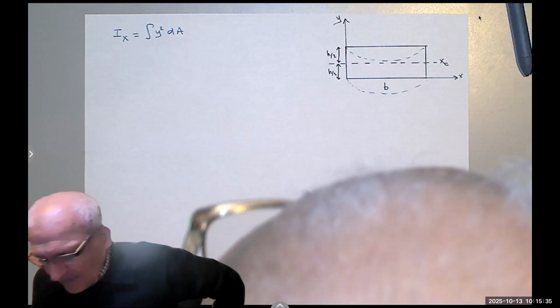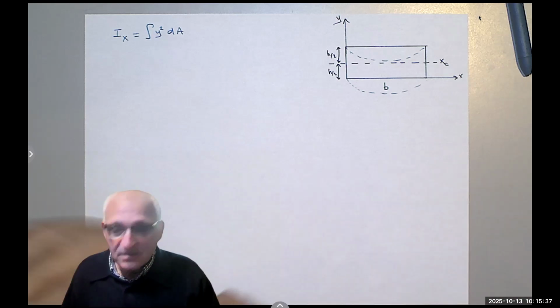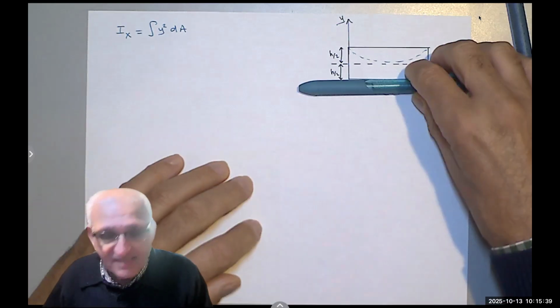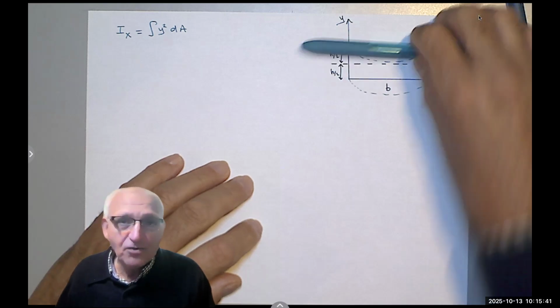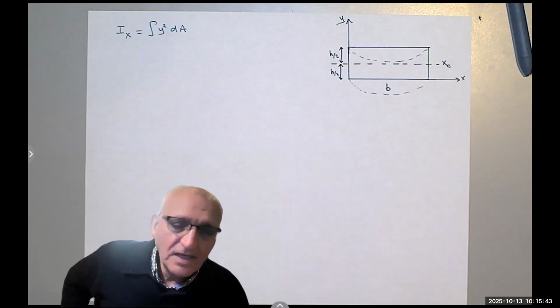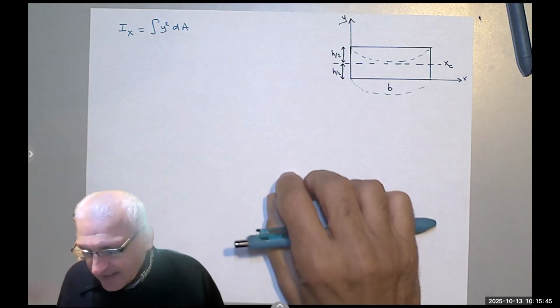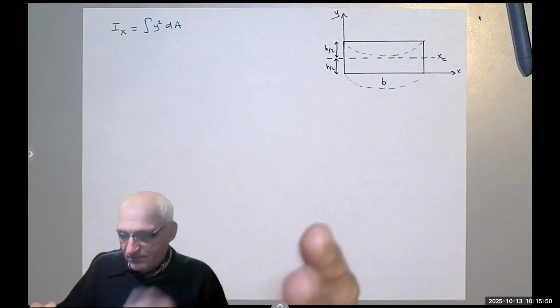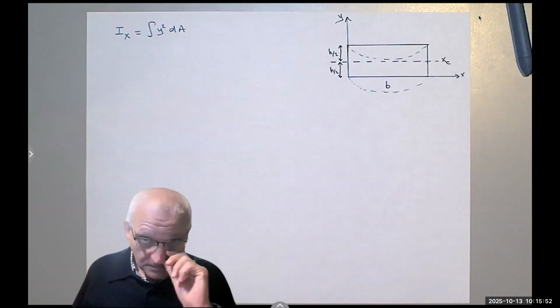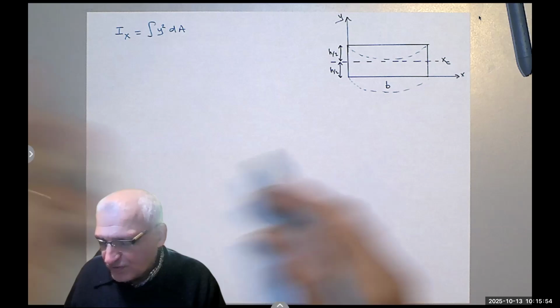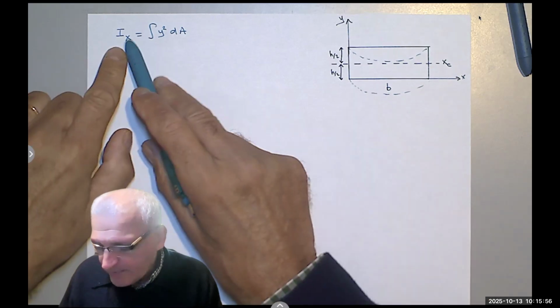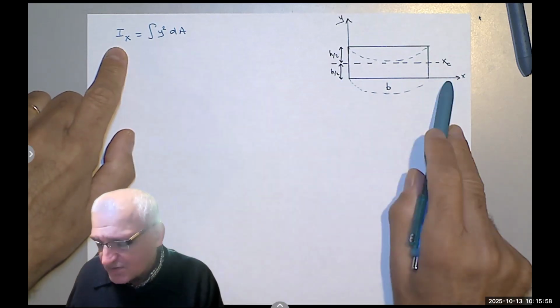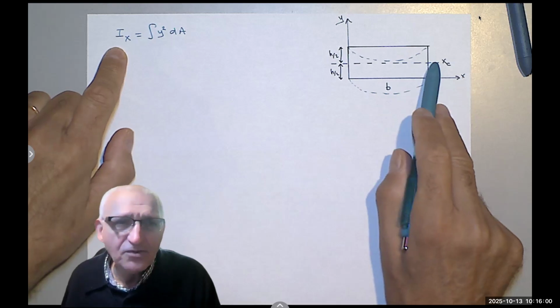But we also could find the second moment about any line, about the x-axis or the top or anything. In the case of a rectangle, because it's the same cross-section from bottom to top, it's really easy to find the moment about the x-axis or about the centroid. We'll see how we do that.